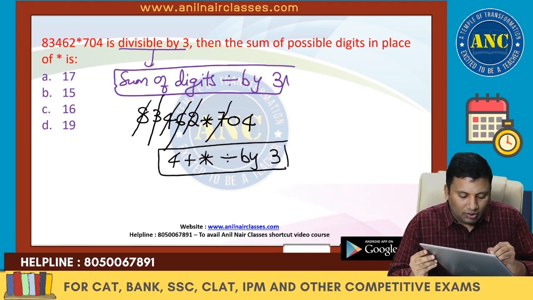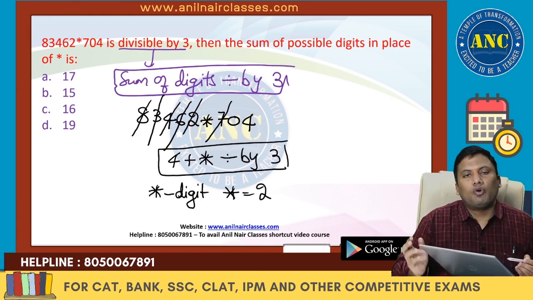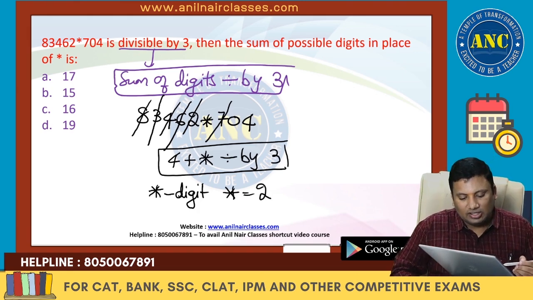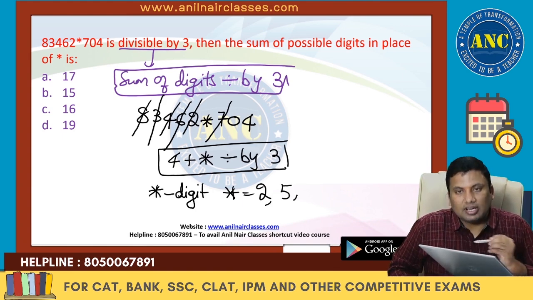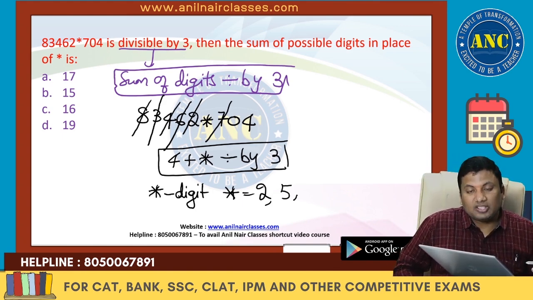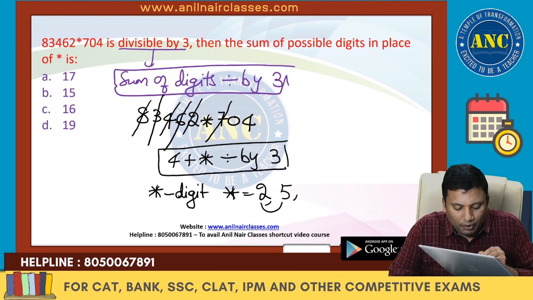Now see here. Star is nothing but a digit. Star can take value 2. 4 plus 2 is 6. That is possible. Next one, star can take 5. 4 plus 5, 9. It is divisible.